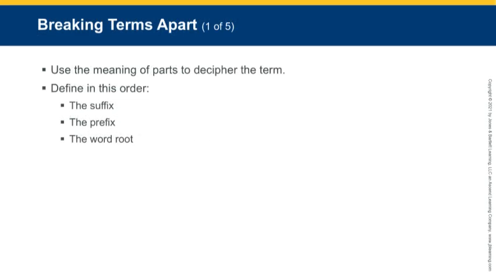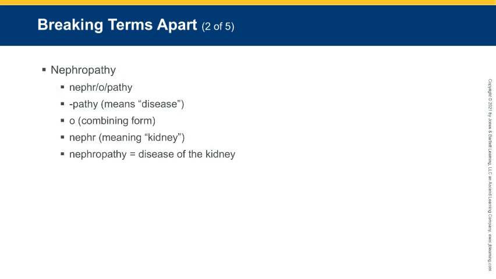Medical terms can be deciphered by breaking them into parts. Start with the suffix, followed by the prefix, and then the root. Take nephropathy as an example. The suffix pathy means disease, the root nephr means kidney, and the combining vowel o connects the terms. Together, nephropathy means disease of the kidney.